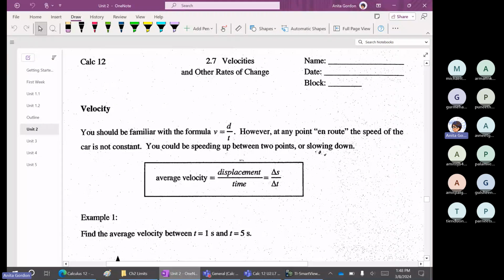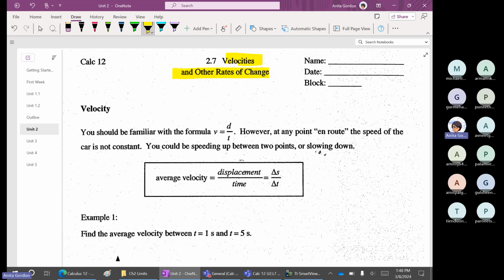All right. In today's lesson, we are going to look at rates of change. Ladies and gentlemen, today's lesson, we are looking at rates of change, specifically looking at velocity.